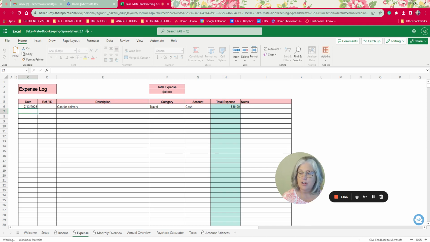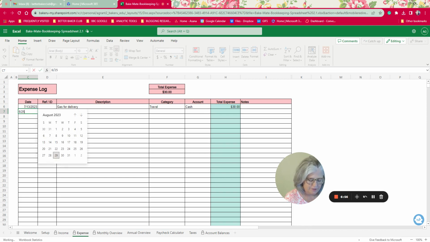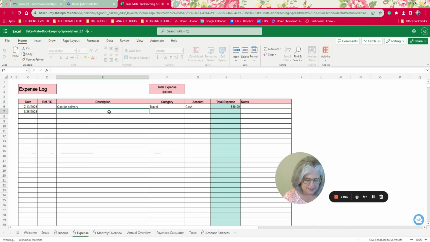And then I have another similar entry on June 25th, also gas. And I'm going to put that again in my travel category. And I paid cash on this one as well. And my cost was $30. I'm just going through the sample data right now. You're going to do the same as you go through your own data. Let's do another one and hopefully answer a few more questions about the categories.